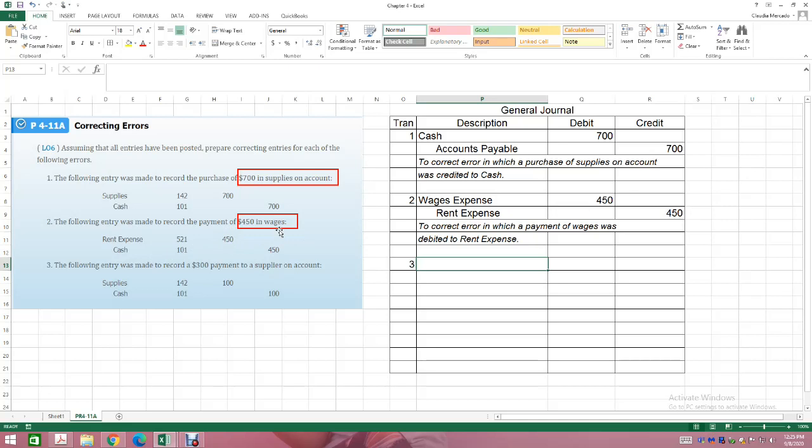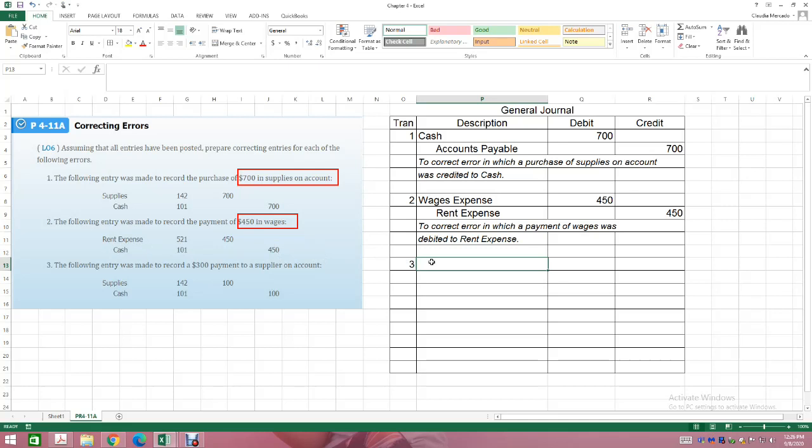Okay, now I need to actually post the correct entry to wages. So I'm going to go ahead and I'm going to debit my wages expense for the $450. We do not have to touch cash because cash was correct. Okay, when we pay our employees wages, how do we pay them? With cash. So your cash decreases because you're making a payment to your employees.